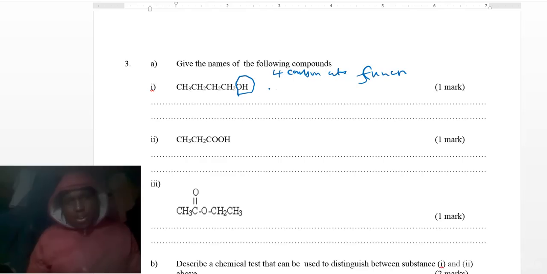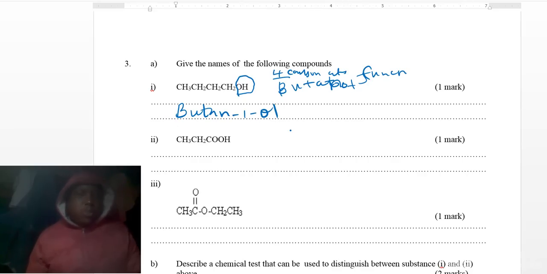So if these are alcohols, which name is given for an alcohol with 4 carbons? Definitely it is going to be butanol, right? Butanol. So butanol is the alcohol, but is that the name? No. Look at where the functional group is. The functional group is on carbon number 1. Therefore the correct name is butan-1-ol. So butan-1-ol is the correct, perfect name for you to score the marks.